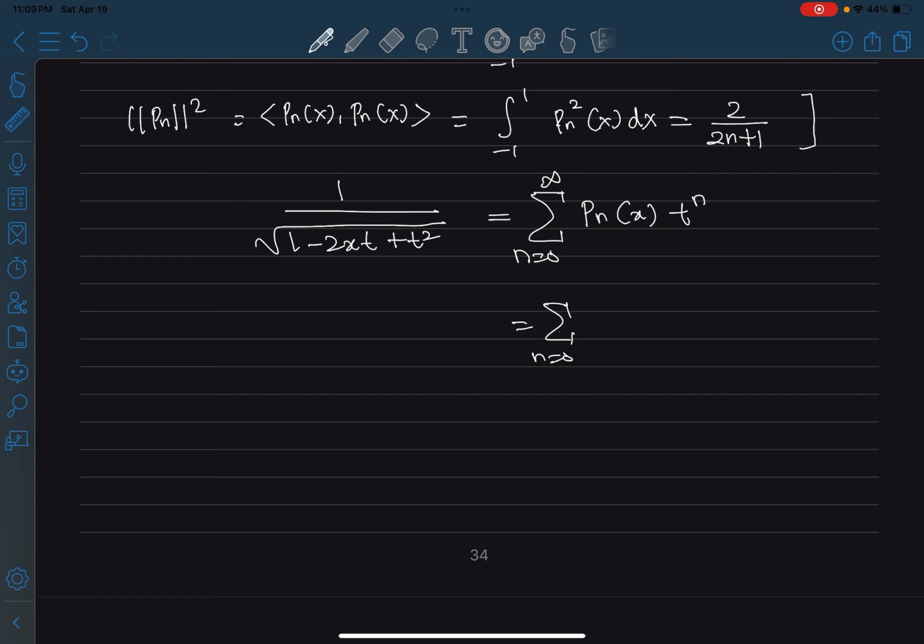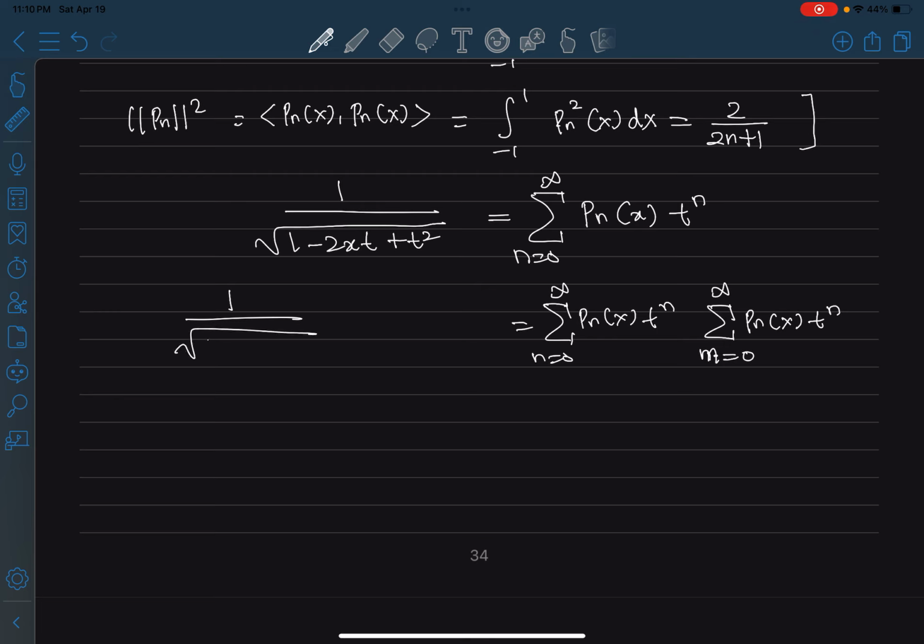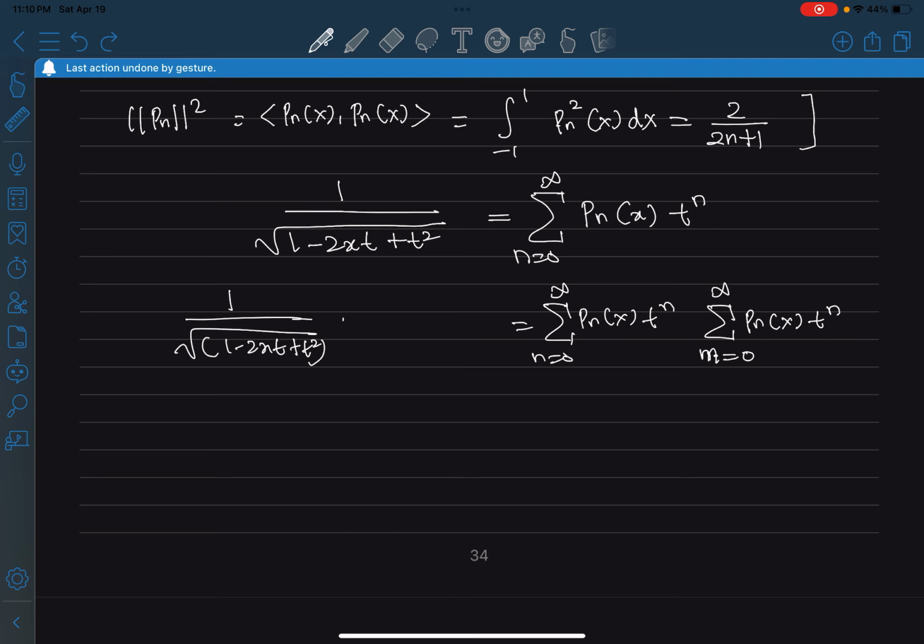Now let us also introduce another sum. This time let's say it goes from m equals 0 to infinity. What I was trying to say is that even though those two might seem different, they're actually the same. So they will have two different such expressions, right? We can just take the product of them.